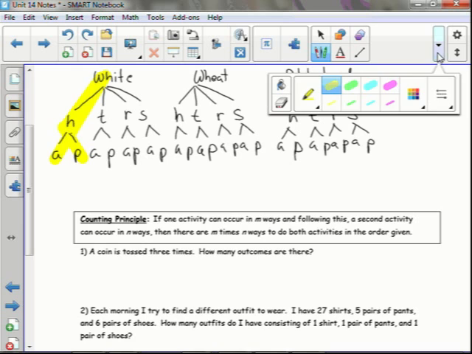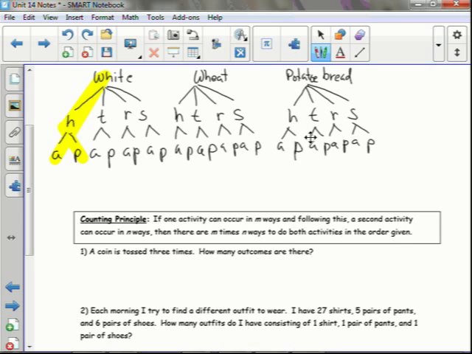All right, so when you're listing your sample space, you want to list all of those. So you could have white, ham, American, white, ham, provolone, white, turkey, American, white, turkey, provolone. And again, go through, list all of them, and you will see what happens with that.